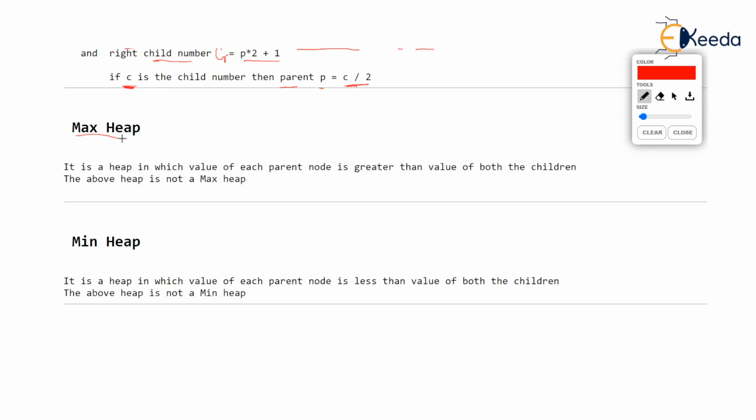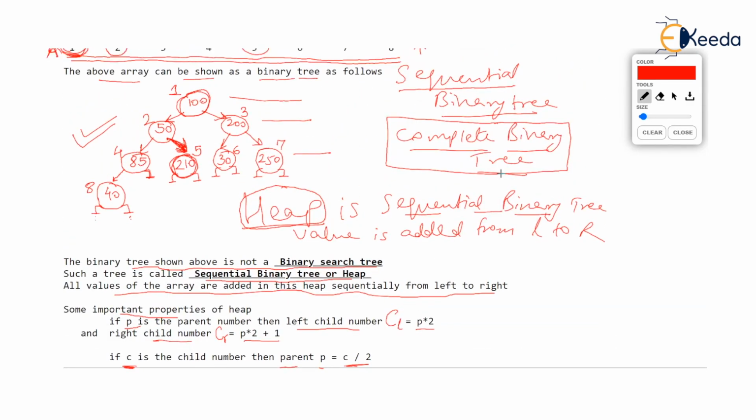Now, what is a max heap? Obviously, it is a heap. So it is a sequential binary tree in which each parent node is greater than value of both the children. What did I say? Parent node must have value greater than both the children, and this should be true for every parent. Let's go on top and see this heap that we have drawn. Is this a max heap?